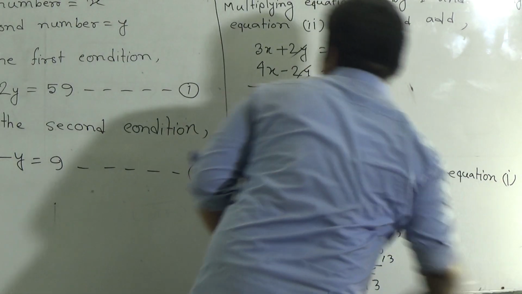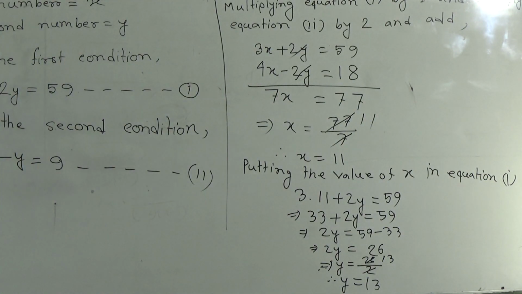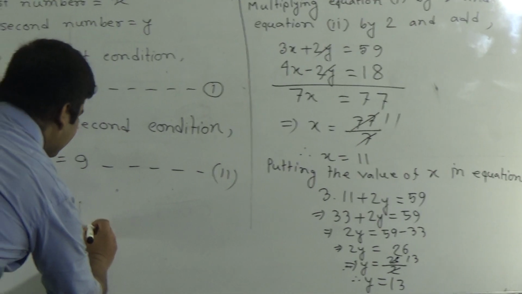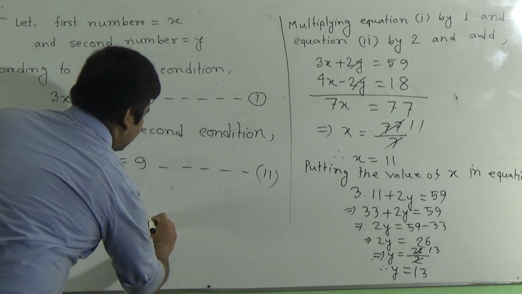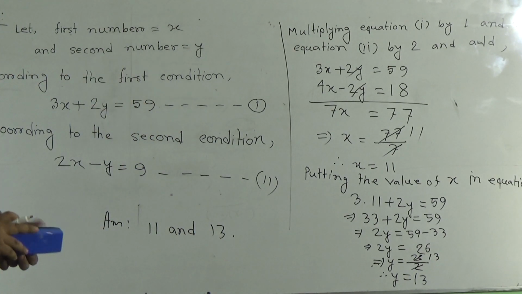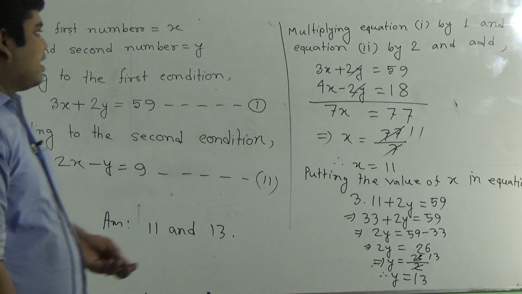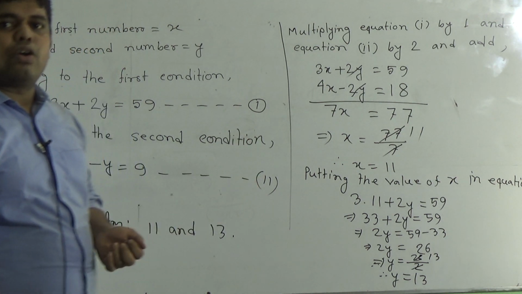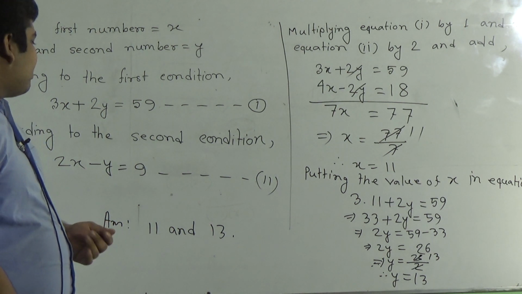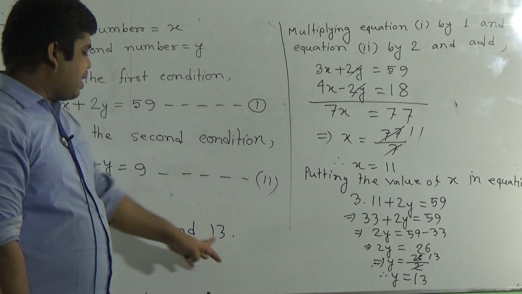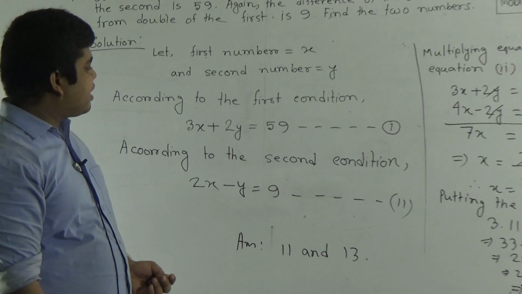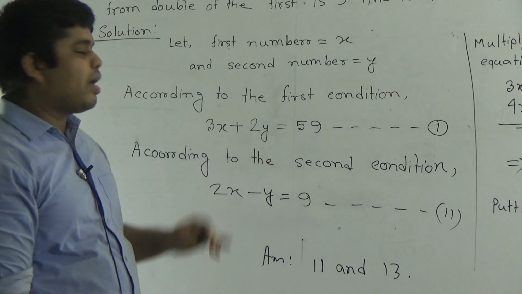So my dear student, these are the two numbers. So now we write the answer: 11 and 13. My dear students, you can easily check whether your answer is right or wrong. Now we shall learn how to check. My dear student, we put the value of x and y in any of the equations.